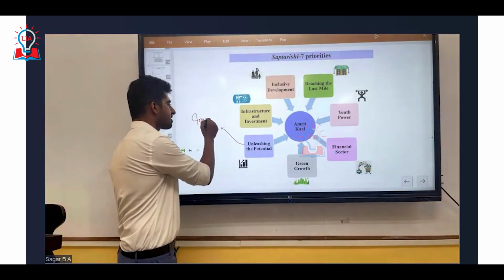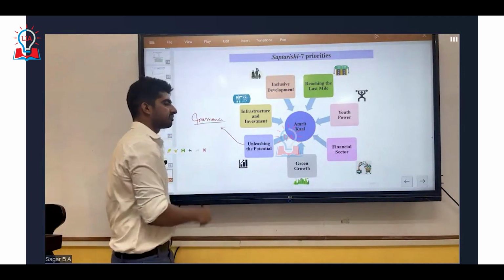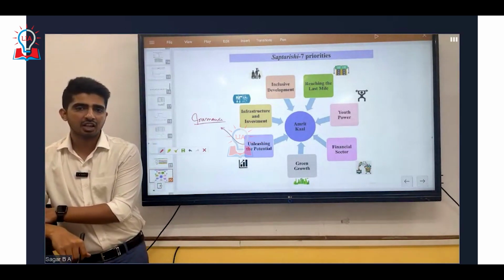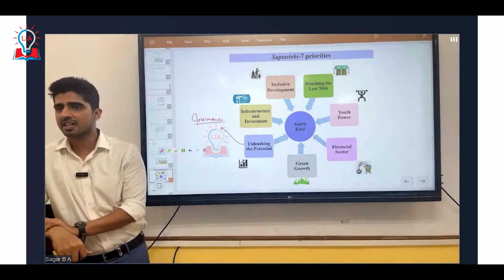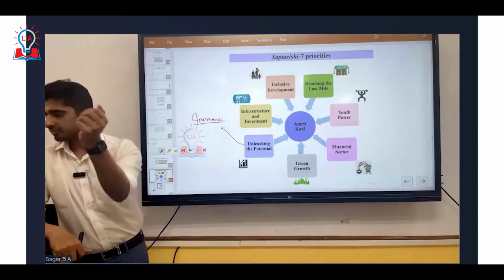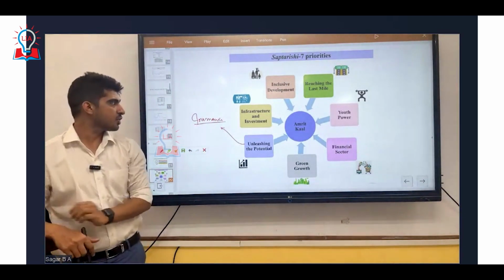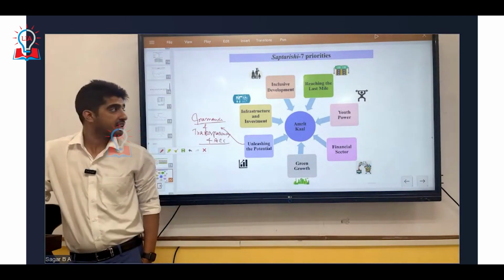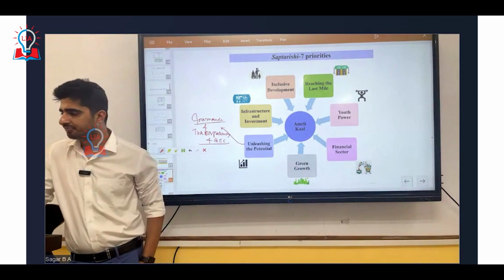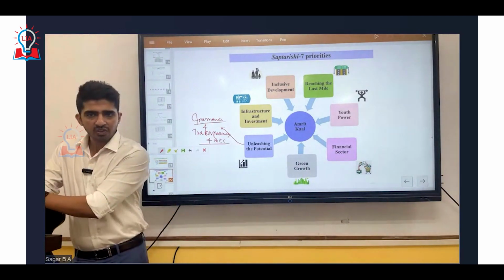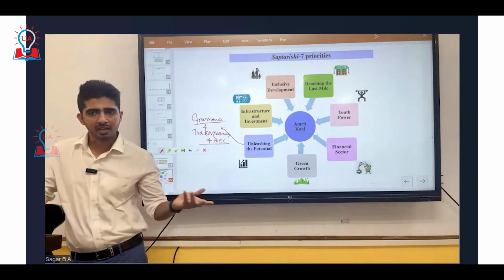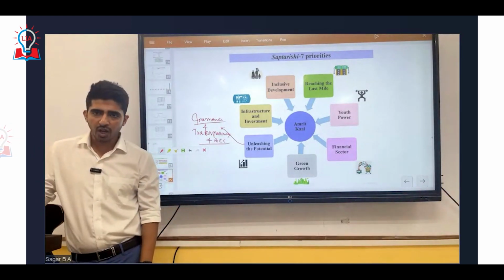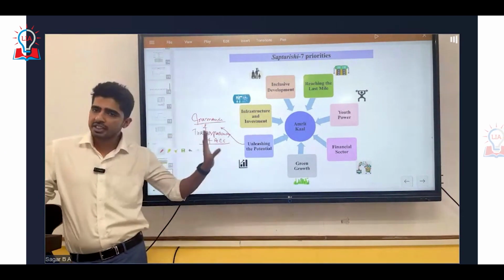This is about governance. Good governance, transparency, accountability. Unleashing the potential. Okay, under this, so you can write governance and transparency, accountability. Next, infrastructure and investment, about which you know already. So investment के बारे में, capex के बारे में बात करते हैं. So this is that. So what we do now is we know the focus areas.